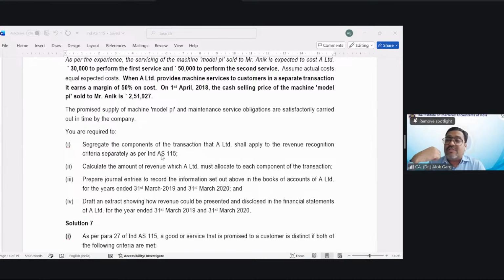For the second service, cost is 50,000. And normally, going by the cost plus margin approach, remember, if you have to estimate the standalone selling price in a contract, there were three approaches: adjusted market assessment approach, cost plus margin approach, and residual approach. So if the question gives you the cost and the margin, can you find out the standalone selling price? Yes. So here the cost is given, 30,000 and 50,000. The margin is 50%. So for the first service, the standalone selling price is 45,000. For the second service, the standalone selling price is 75,000, which is 50 plus 25.